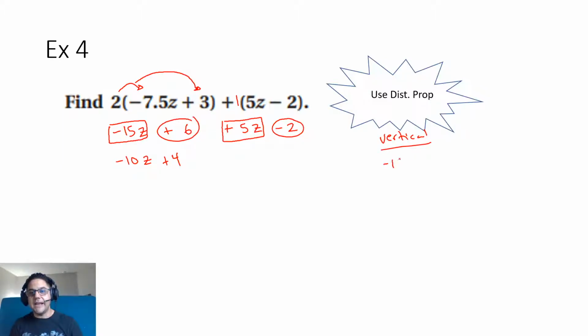So I would say negative 15z plus 6. And then positive 5z subtract 2. And again, addition. Positive 6 and a negative 2 gives me a positive 4. Negative 15z and positive 5z gives me a negative 10z. There we go.